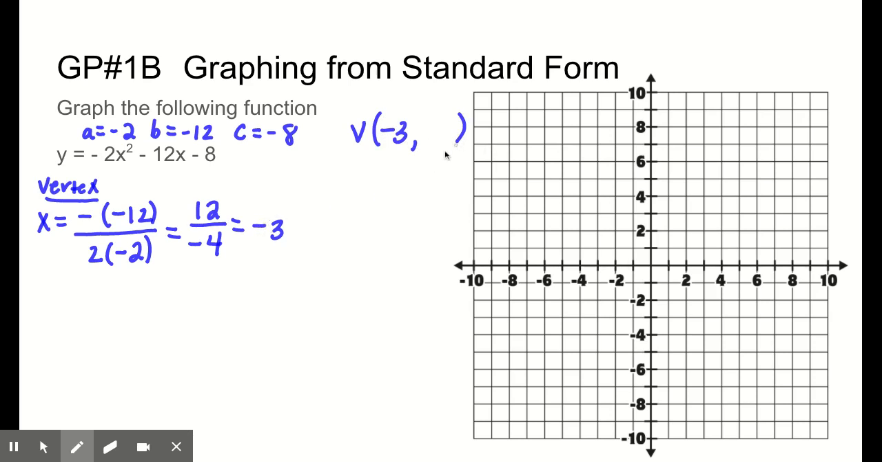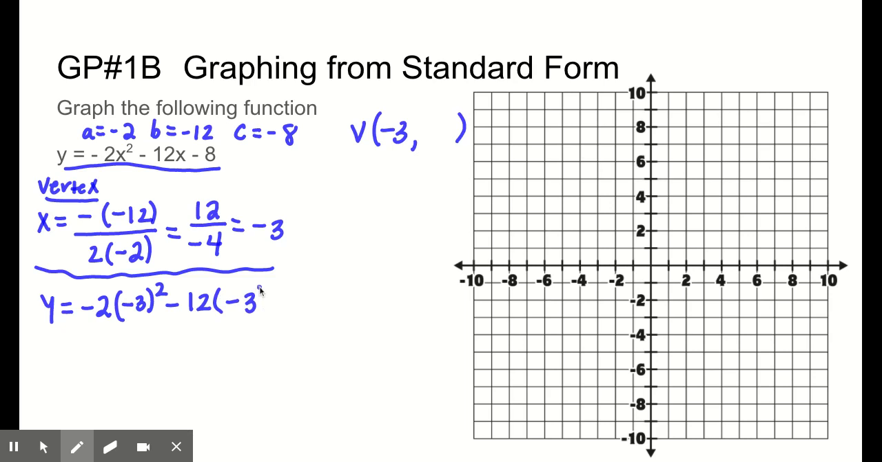To find the y value, we have to input the x value back into our function to find the output, which is the y value. So y is equal to -2 times x squared. Well, again, we're plugging in -3 for x. Minus 12 times -3 minus 8. Now make sure you follow the order of operations here. That's extremely important. Remember, we have to use exponents before we can multiply. So -3 squared is -3 times -3, which is a +9.